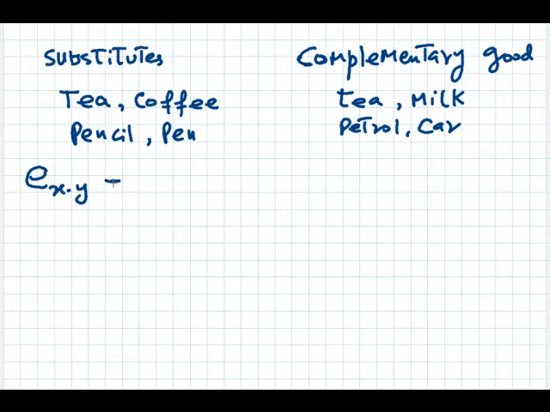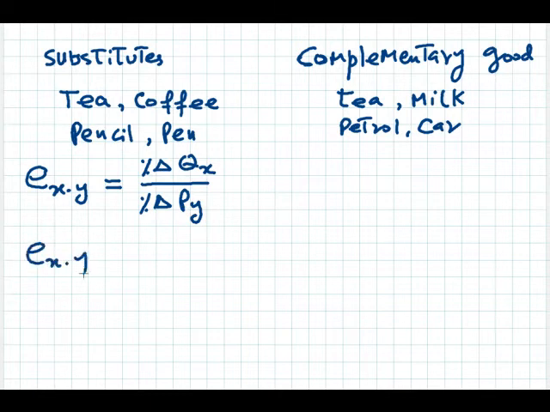Cross elasticity of demand measures the degree of responsiveness in one commodity due to change in price of other commodity. So the general rule is percentage change in quantity demanded for X divided by percentage change in price of Y commodity. And for point cross elasticity, it is slope multiplied by price of Y commodity divided by quantity of X commodity.